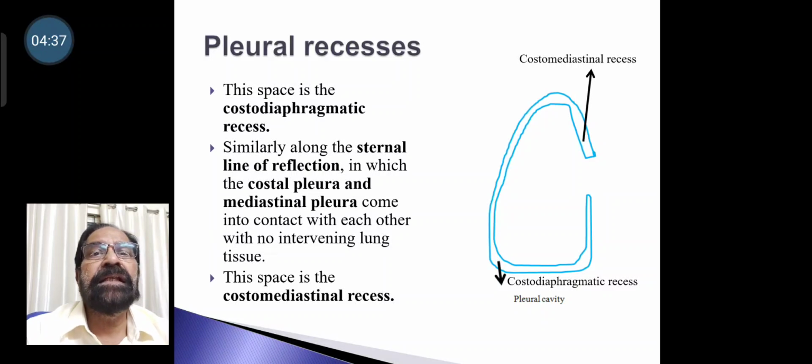Similarly, along the sternal line of reflection the costal pleura and the mediastinal pleura come in contact with each other with no intervening lung tissue. This space is the costomediastinal recess.